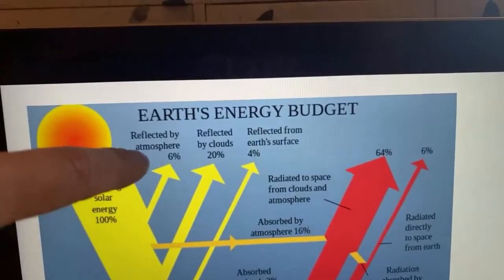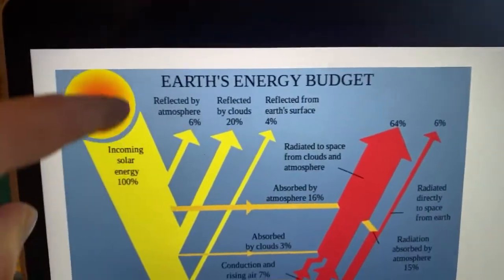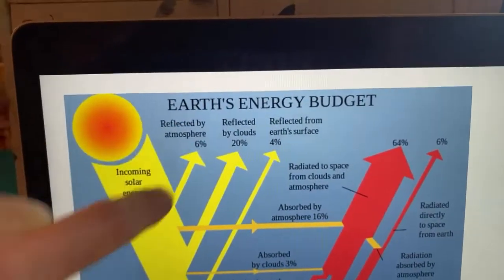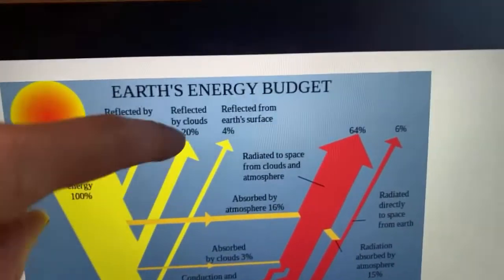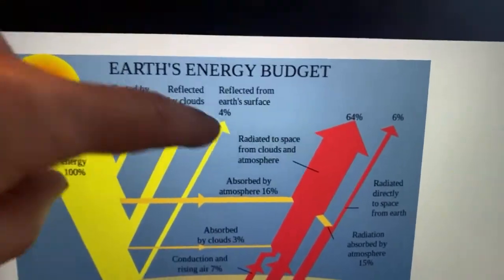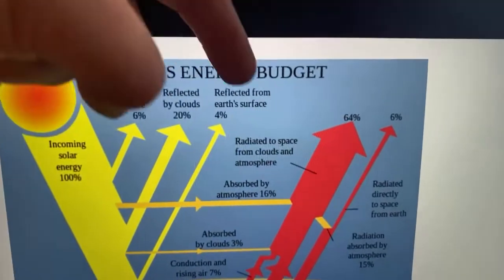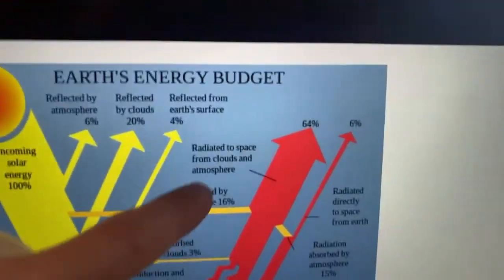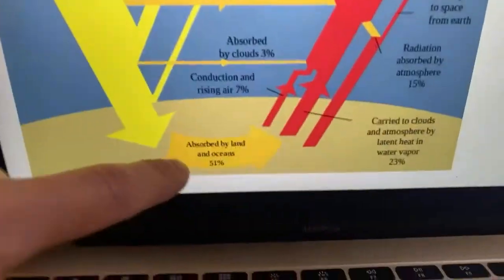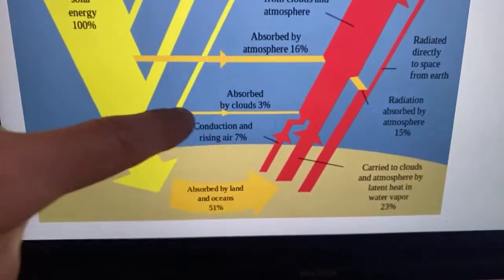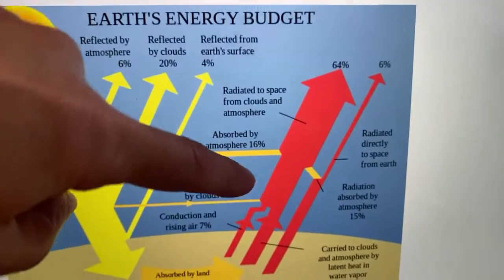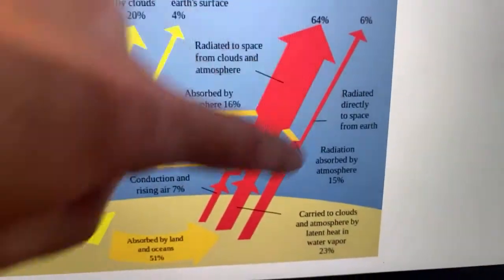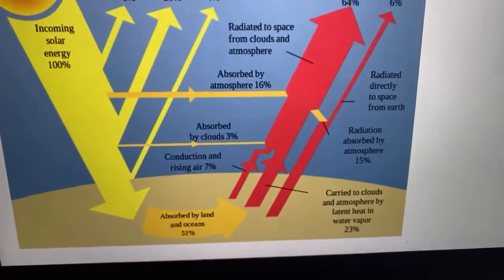And you can see some, you don't need to know as much as this at all, but some of it is just reflected off the atmosphere, just bounces off. Some of it's reflected by the clouds. Some of it is reflected from Earth's surface, so the snow and ice is particularly good at doing that. But some of it is absorbed by the clouds, absorbed by the oceans, absorbed by the land, and then the clouds radiate it out again. So this is how Earth remains a pretty much constant temperature.